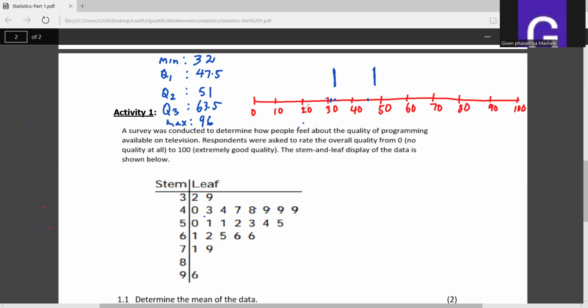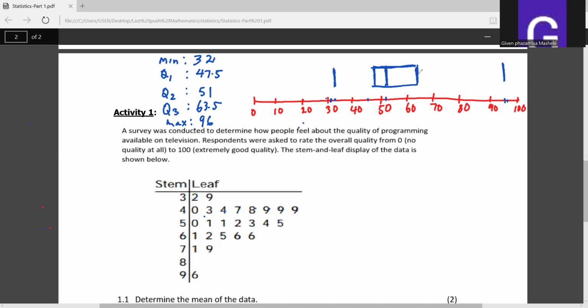Then the median is 51, somewhere here. Then what do we have? Quartile 3, 63.5, so 60, 61, 62, 63, 63.5. Let's just say it's somewhere here, if I'm not mistaken. I believe you guys are following. Right, then now the maximum is 96. 95 is there, 96 somewhere here. So we're going to first join the box. Remember, we join a box on the quartiles first. So this is our box.